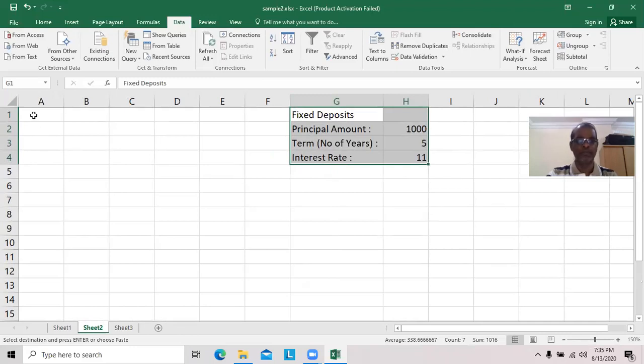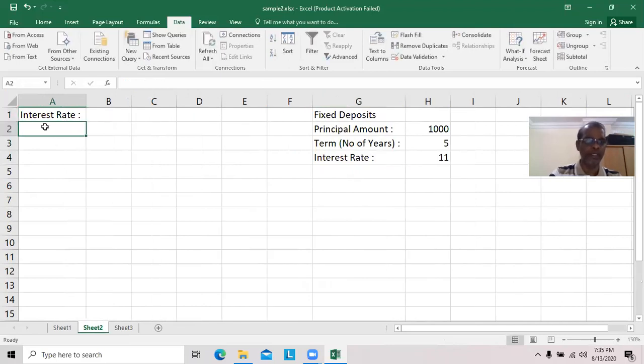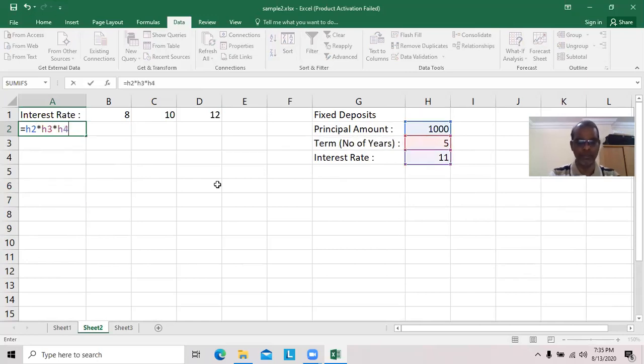Assume here I need interest rate. Instead of typing 8, 10, 12 here, I type 8, 10, 12 like this. Now we have to place the formula here. Since we are going to work with one variable data table row oriented, same formula equal to H2 multiplied by H3 multiplied by H4 divided by 100.